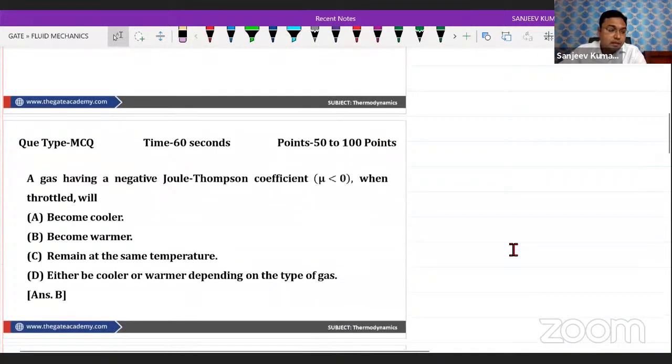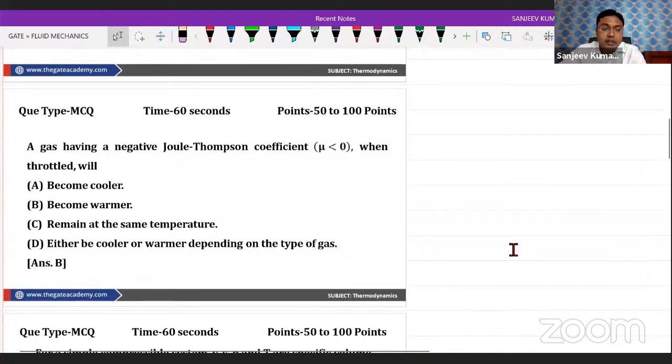As we have seen, a gas having a negative Joule-Thomson coefficient, correct? Negative Joule-Thomson coefficient, that is your mu is less than 0. When throttled, will it become cooler, warmer, remain at the same temperature, or either be cooler or warmer depending upon the type of gas? So answer is B. We have seen and it is written also. So no problem to mark the right answer. Become warmer. But why it is warmer, that we are going to see, right?